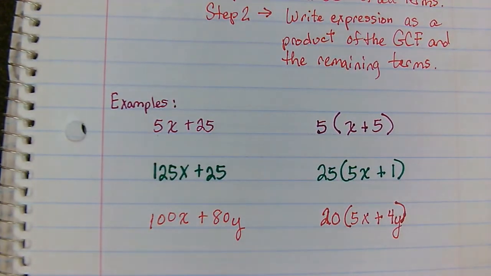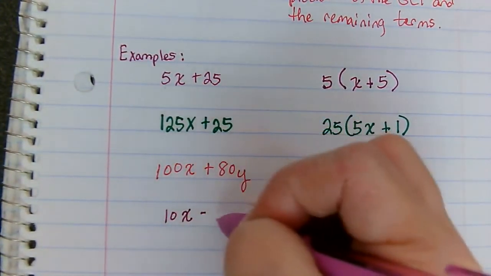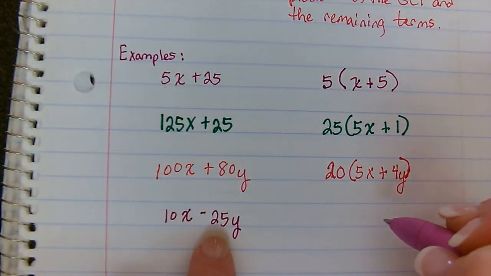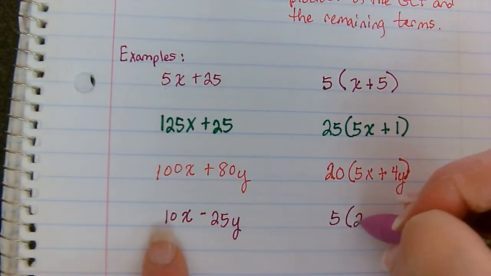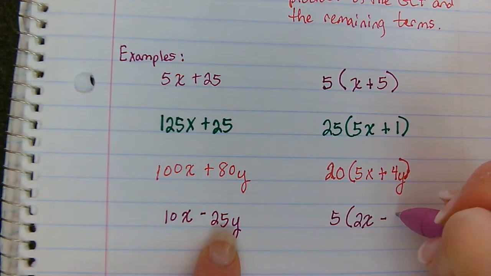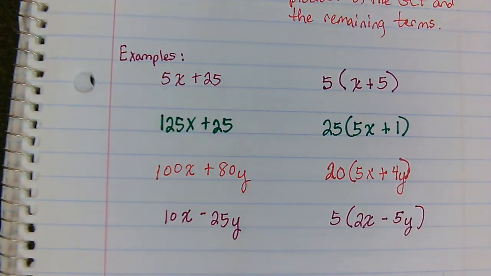Let's try this one. 10x minus 25y. Well, the greatest common factor in this case is 5. So 5 goes to the outside. 10 divide 5 leaves me with 2x. Bring down your subtraction. And 25 divide 5 leaves me with 5. And bring down your y. So those are some really good examples there. Let's try a couple more.